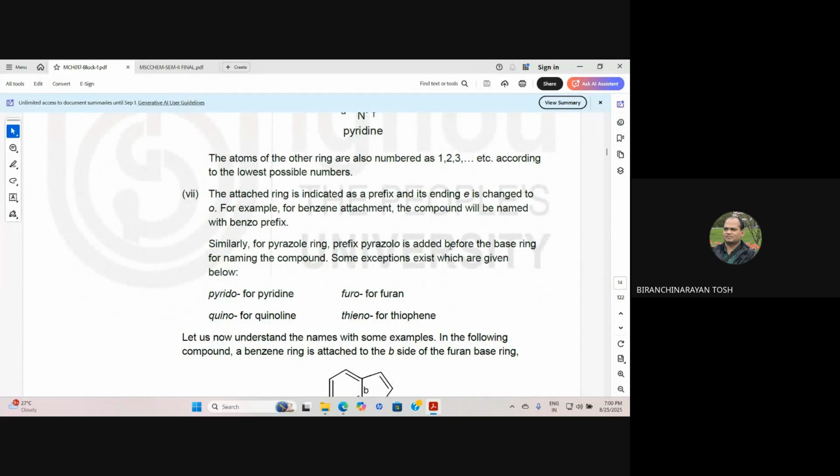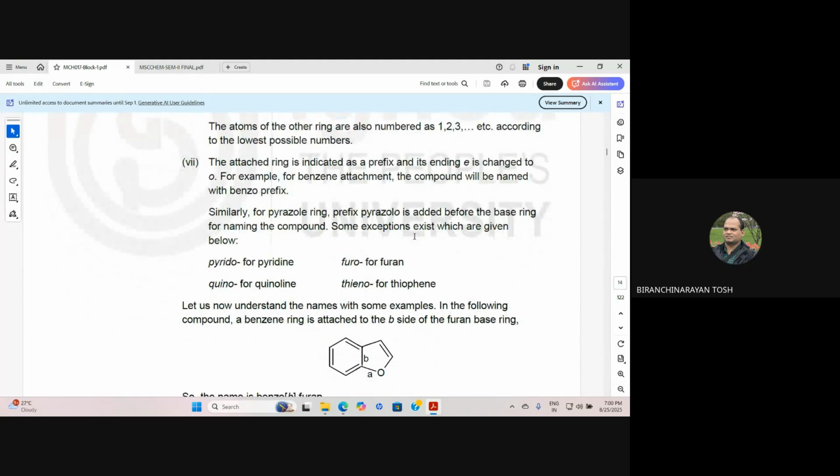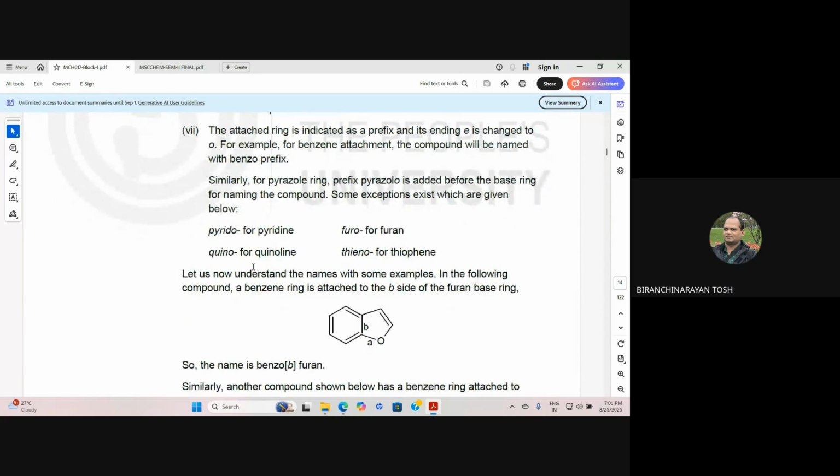The attached ring is indicated as a prefix, and its ending e is changed to o. For example, for benzene attachment we generally use benzo, which we have already discussed. Similarly, for pyrazole we use pyrazolo, the e being replaced by o. For pyridine, pyrido; for quinoline, quino; for furan, furo; for thiophene, thieno.